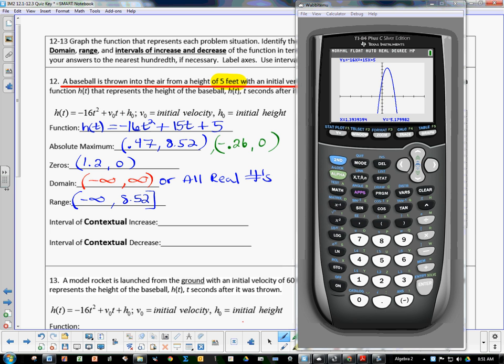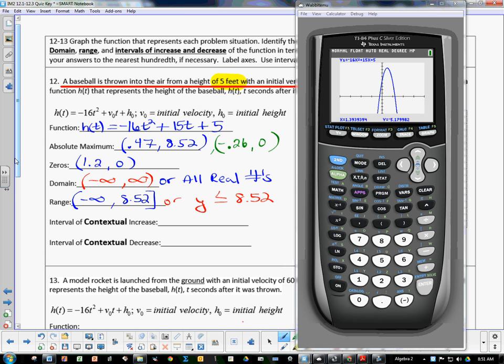Yes? Couldn't you also say that y is less than or equal to 8.52? Yes, that's another way of doing it. Or y is less than or equal to approximately 8.52. Good, good, good.